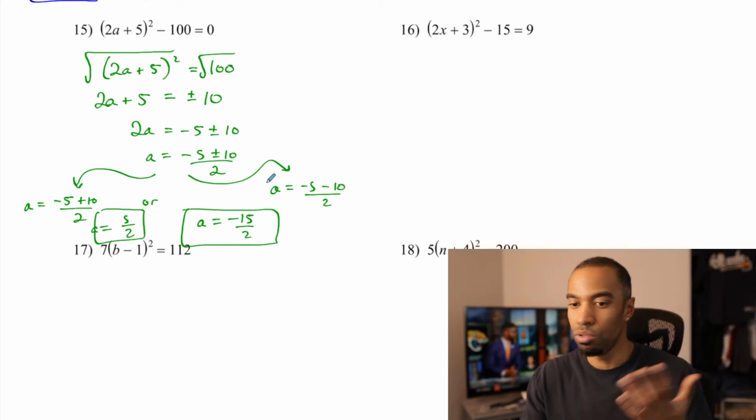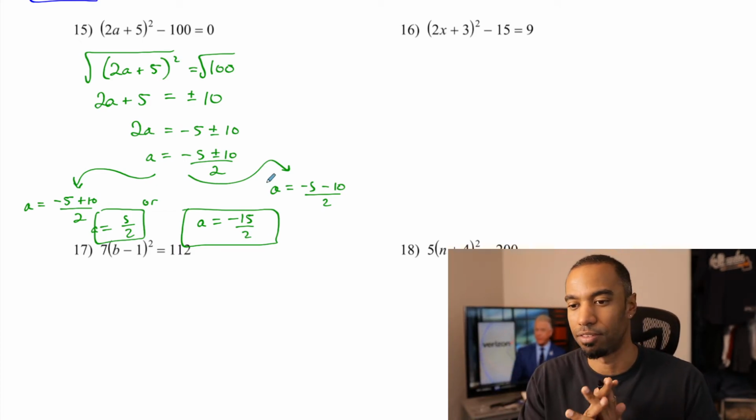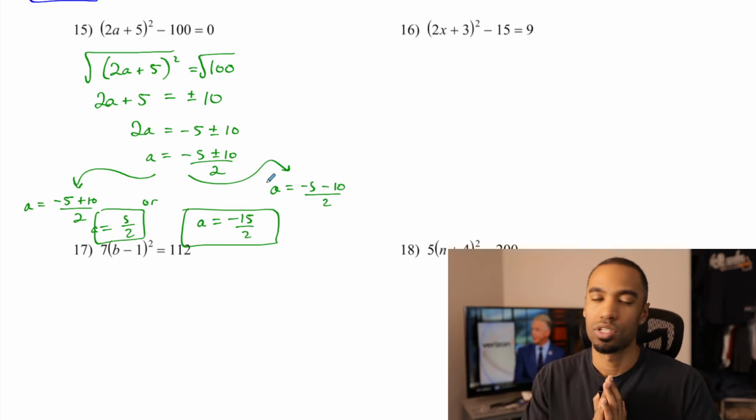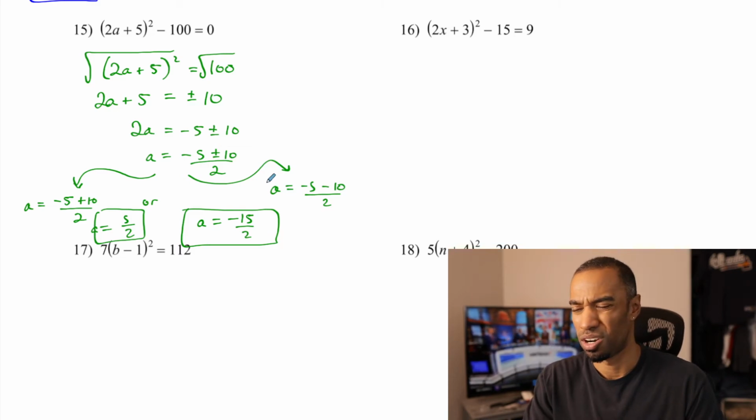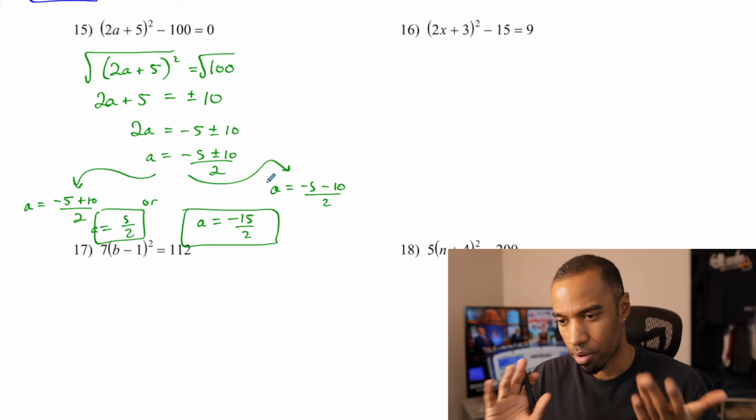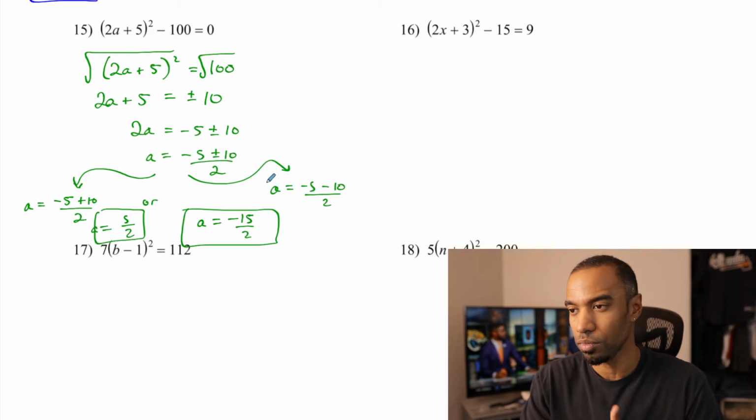And you leave it like that. Those are your two answers: 5 halves and negative 15 halves. Sure, it's 2.5 and negative 7.5, but there are some answers that won't be exact if you write them as a decimal, and we aren't going to bother with mixed numbers. Improper fractions are totally cool. Just make sure you reduce the fraction if you can.